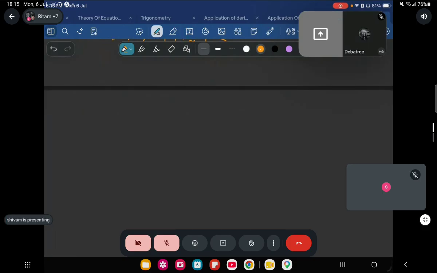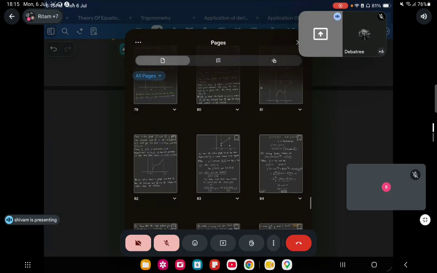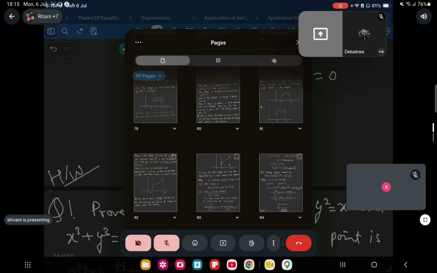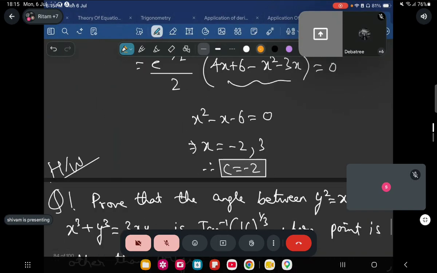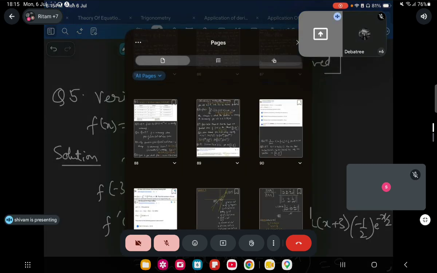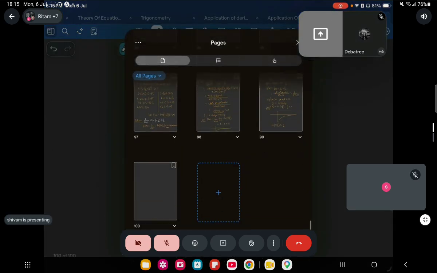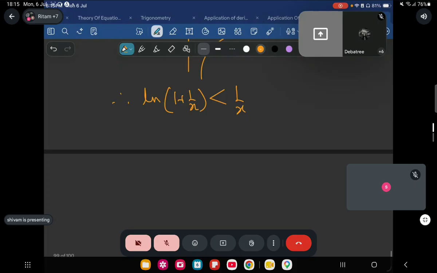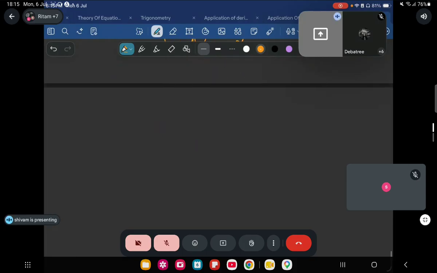No, sir. Okay. So the last thing that we did was Rolle's theorem, x into x plus 3, c was minus 2. So let us continue with Rolle's theorem, everyone. Let us continue with Rolle's theorem.